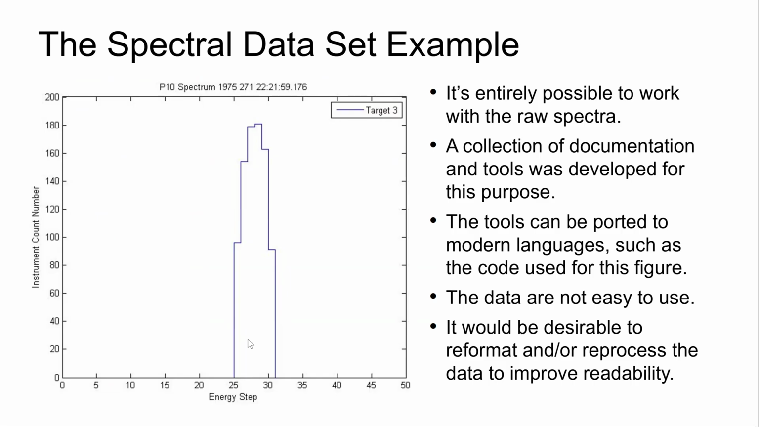And we have a large collection of documentation and tools for working with these spectra. We can port these tools to modern languages, and I've already begun this. That's why I made this figure. But I'll be the first to admit that the raw data are not easy to use. So what we want to do is reformat them or reprocess them to make them more readable.